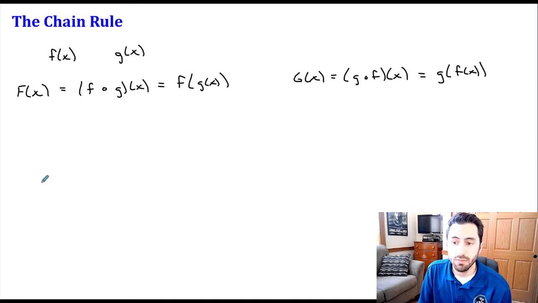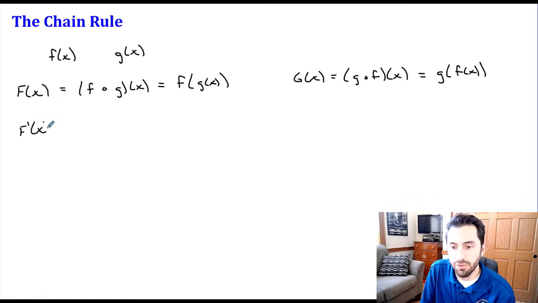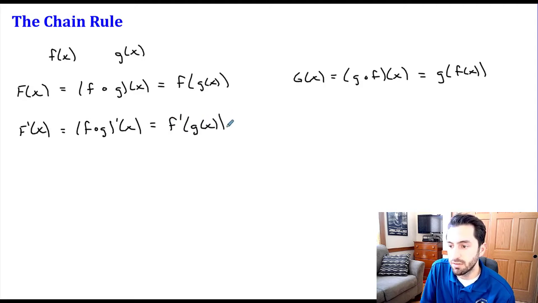All right. Now, the chain rule is used to find the derivative of these kinds of functions. What we end up with is, the derivative of F of x, the derivative of my composite function, is f prime of g of x times the derivative of g of x.